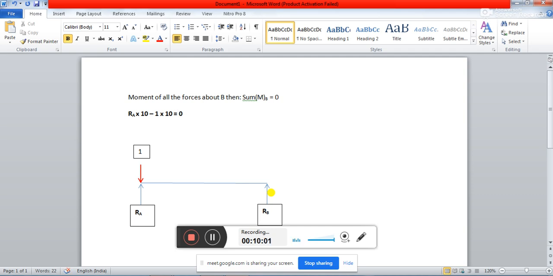So what will be the value of RA then? RA will be equal to how much? Tell me. 10 divided by 10, it is going to be equal to 1. Is it clear? Is it clear to everyone? Yes, sir. Okay.